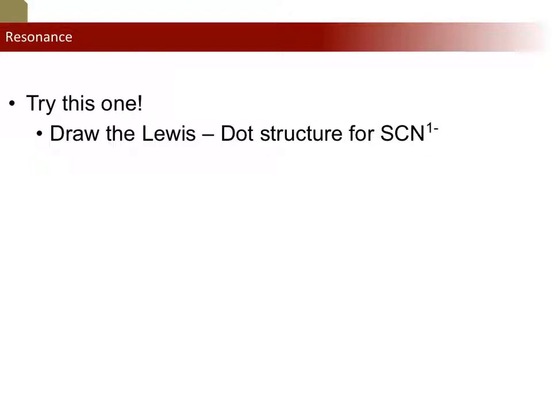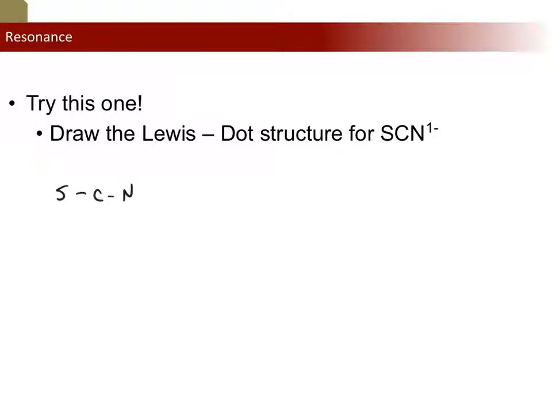So let's try this molecule, SCN. And I'm going to draw them out for you here so that you can see how I do it. Now SCN, when carbon's in a molecule, it's usually in the center. So you can write carbon in the middle, and you can write N on one side and S on another.